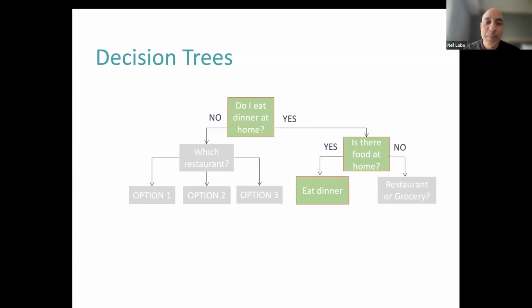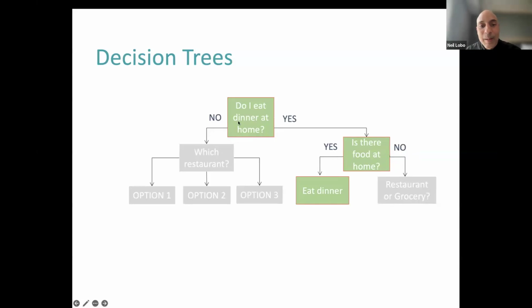Here's a very stupid example, and I think I made this when I was hungry. Do I eat dinner at home? No, I'm not going to eat dinner at home. And so the answer is yes, actually. I want to eat dinner at home. So I can ignore which restaurant I might want to go to. So is there food at home, right? If there's no food, I might want to go to a restaurant or grocery, but I'm going to ignore that because there is food at home.